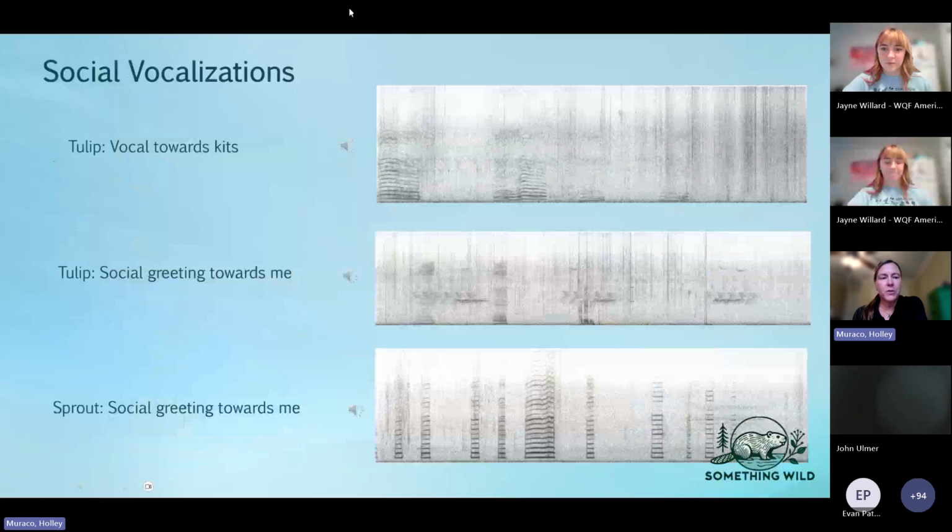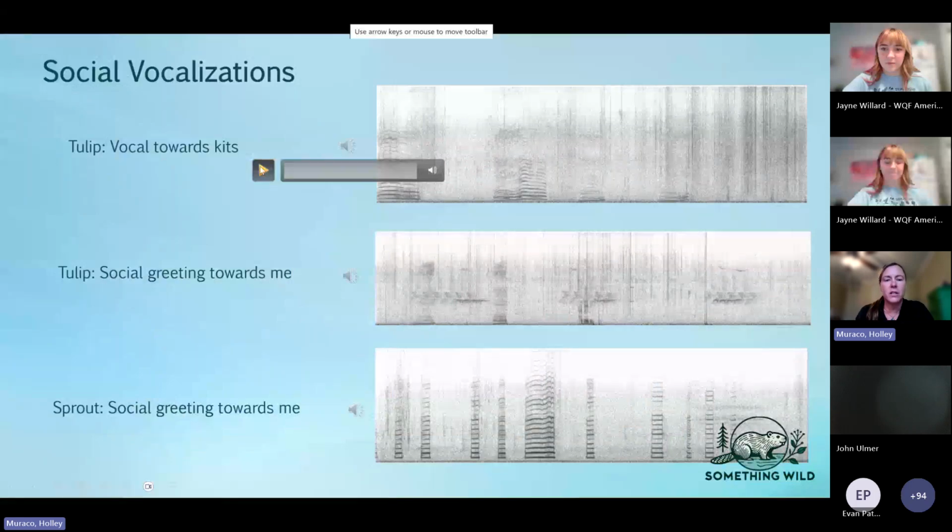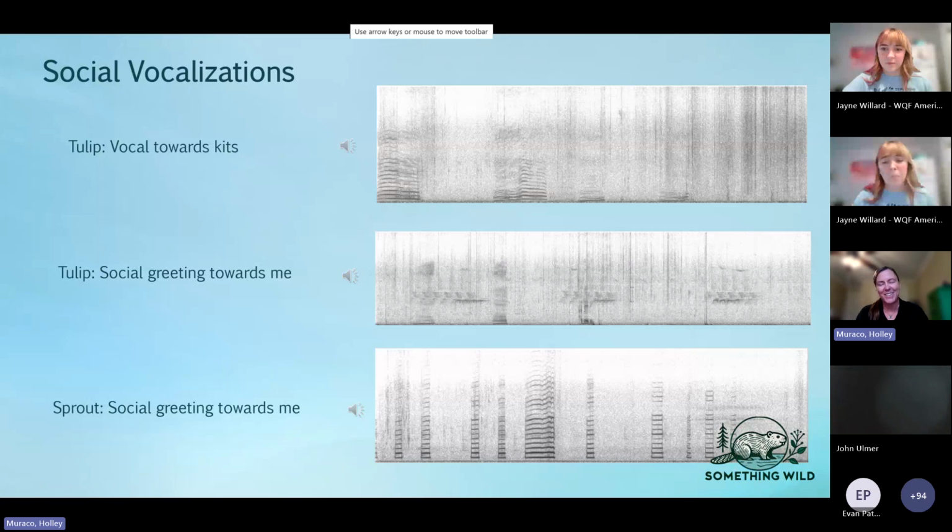Here we go. So this is Tulip's vocals that she started whenever she saw the kits for the first time and continues to this day. Can you hear that? Okay, I think you can. And then this is her little greeting that she does towards me. That little low grunt is just a hi, I'm happy that you're here. And this is one of our babies, a social greeting towards me.